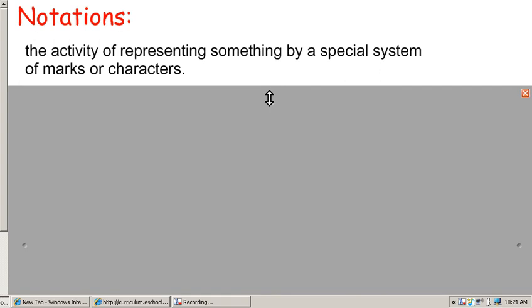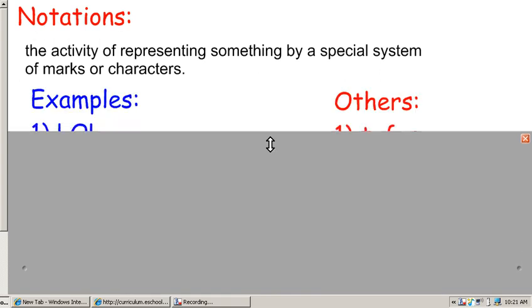Alright, in this lesson we're going to be learning a little bit about notations in math. Now what I would like to do is to start with something that you're familiar with as far as those notations, and that would be texting. Now we're going to look at the definition first. The notation is an activity of representing something by a special system of marks or characters. Not just one definition of notations.